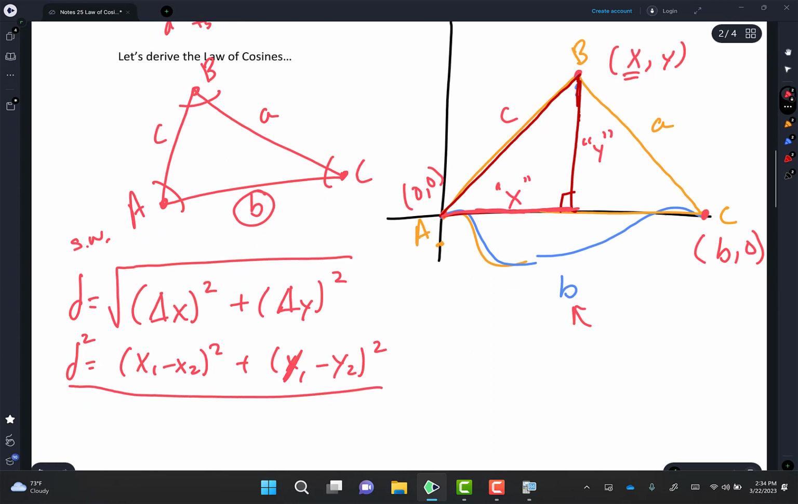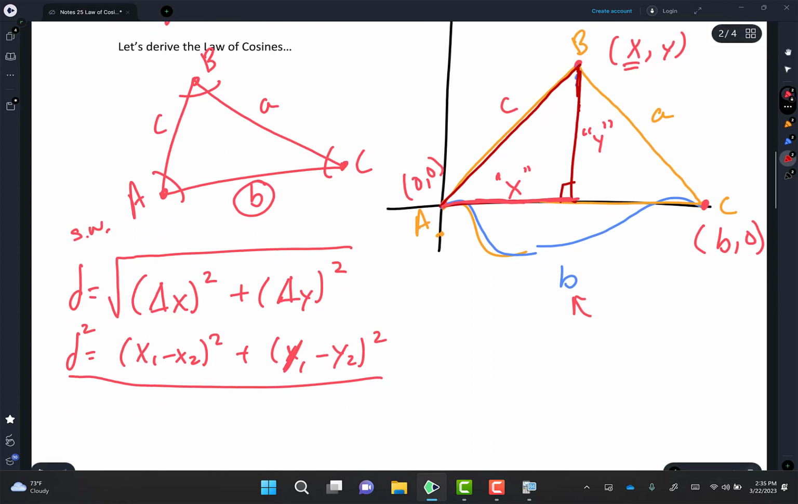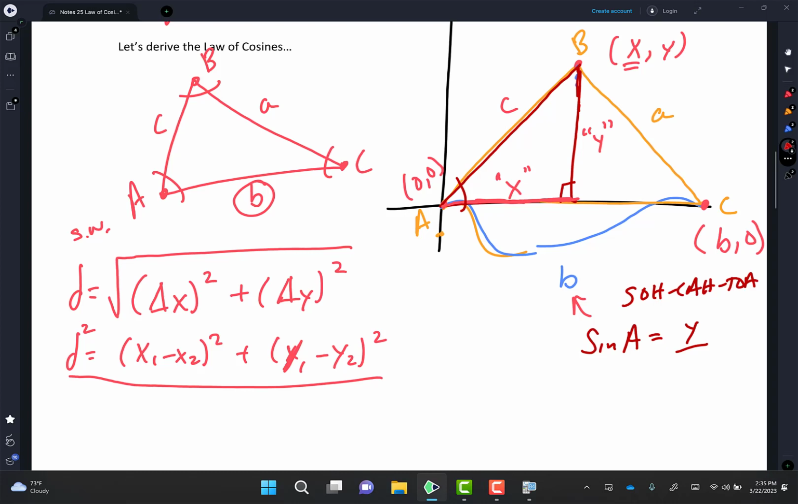All right, so look what I'm going to do. I'm focusing on that red one. And if I focus on angle A, because I'm focusing on that red one, I can say this. I'm going to use SOHCAHTOA. I'm going to write sine of angle A is equal to, it tells me, opposite. Opposite is y over hypotenuse. What's the hypotenuse of that triangle in red? Well, yeah, C. Perfect. Write that.